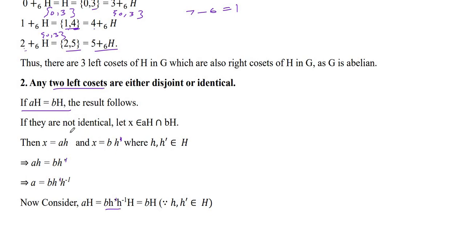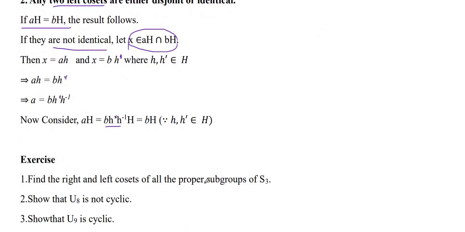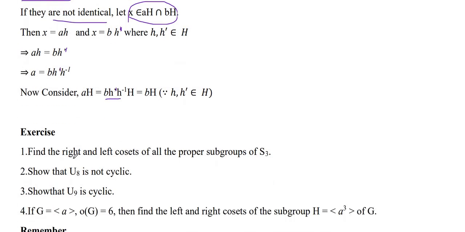But your assumption is they are not identical, and you are getting them to be identical. So that contradiction arose because you assumed that there is an element in the intersection. So there cannot be any element in the intersection, which means they are disjoint. So we get a contradiction, and therefore you cannot consider an element common to these two left cosets.